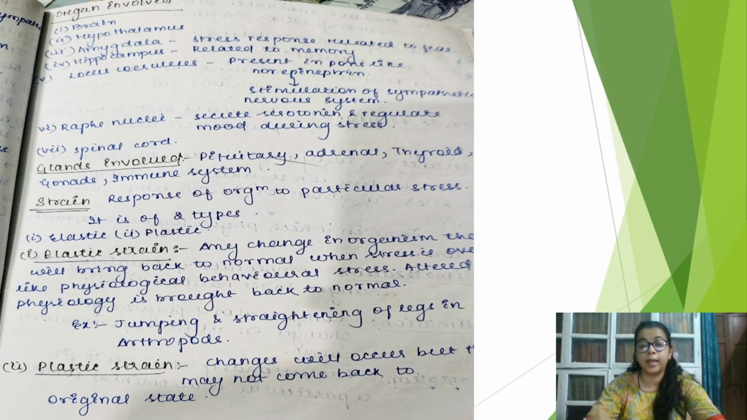time. And what are the glands involved? Pituitary, adrenal, thyroid, gonads, immune system. All this will also be involved if you are undergoing stress for a longer period of time. Shorter period of time will also be included, and if you are undergoing stress for a longer period of time also, these glands will be involved. So up to this is all about stress.